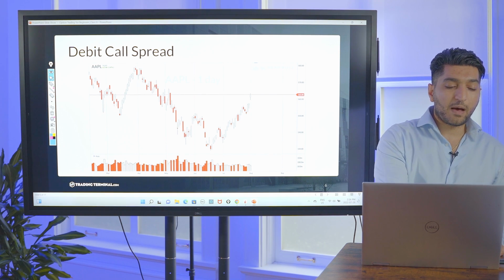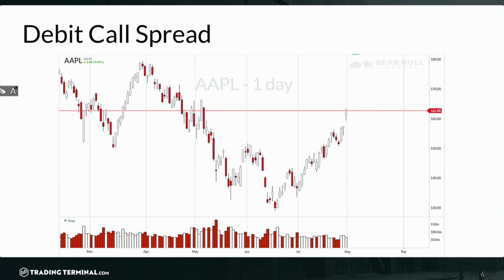This is the chart of Apple in front of me on my screen. Apple had an earning, and the earning was really good. The stock gapped up a little bit. You think the stock is going to continue its momentum and move from $162 somewhere to $170 over the next 3 weeks. So your bet is $162 to $170.